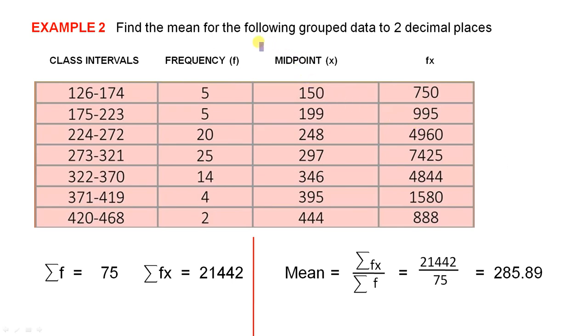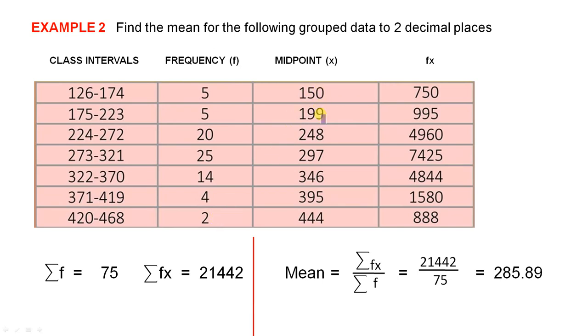Example 2. Find the mean for the following grouped data to 2 decimal places. So here are the class intervals. There are 1, 2, 3, 4, 5, 6, 7 class intervals. These are the frequencies for each class interval.